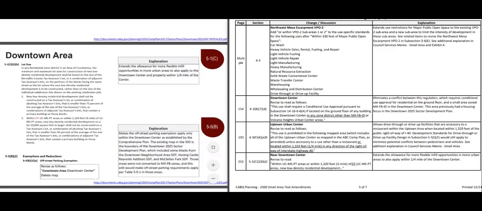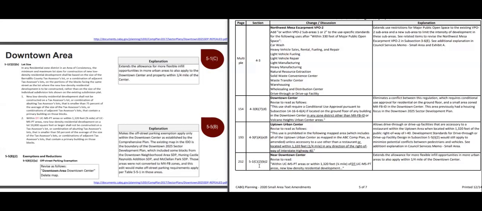So the next change, this is still on the same page of this spreadsheet. This is a change to section 51C2B2, which is the contextual standards for residential uses. And the change would read, within urban center, main street, premium transit areas, or within 1,320 feet, which is a quarter of a mile of a downtown urban center, main street, or premium transit area, new low density residential development shall be based on the lot size of the Bernalillo County Tax Assessor's lot, and continues from there.